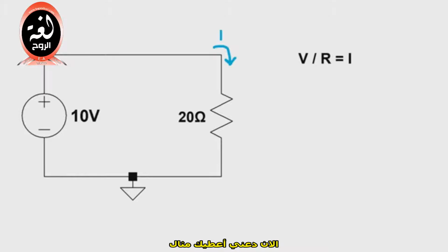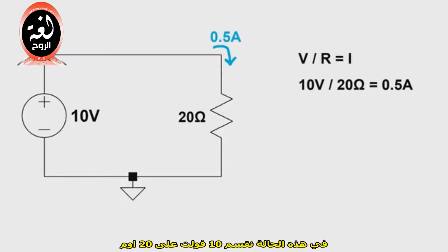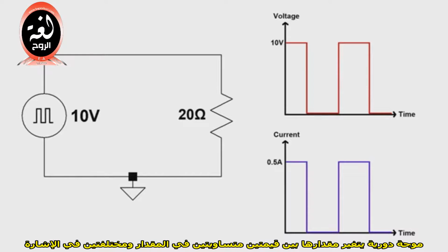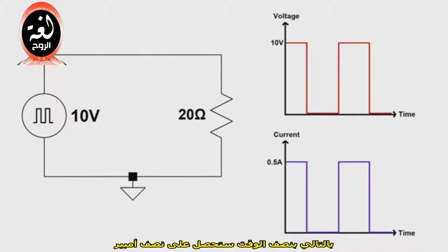Now let me give you an example. Normally when you connect a voltage source to a load resistor, the current will be given by Ohm's law. In this case, 10 volts divided by 20 ohms gives you half an amp. And for this demo, I'm going to be using a 50% duty cycle square wave, so half the time you'll get 0.5 amps flowing, and half the time there'll be no current flowing.